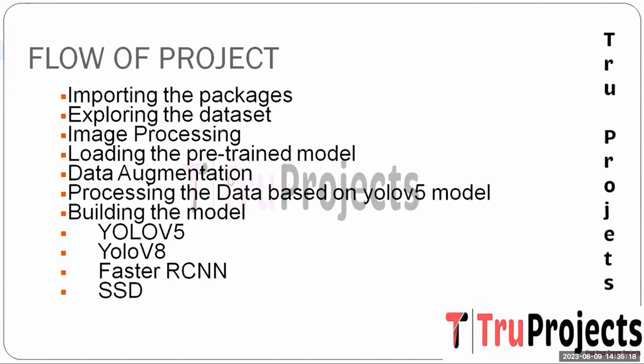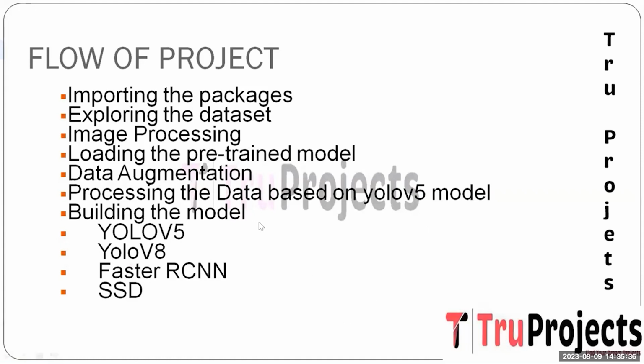The next step is processing the data based on a YOLO V5 model. The YOLO V5 model, known for its efficiency and real-time object detection, is employed for processing the pre-processed images. The model is fine-tuned on the leukemia dataset to specifically identify the cells within the blood.